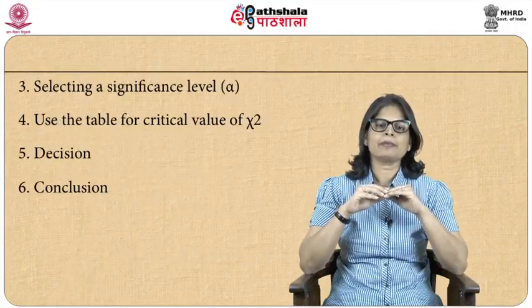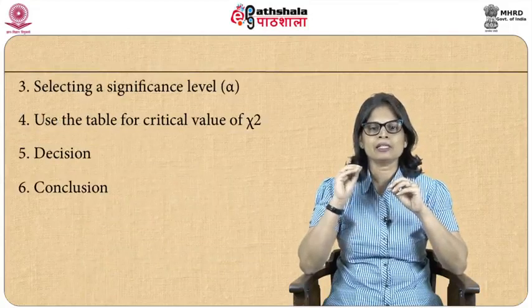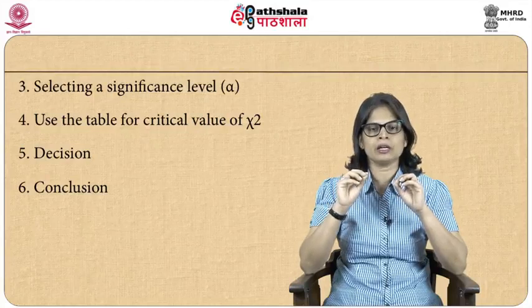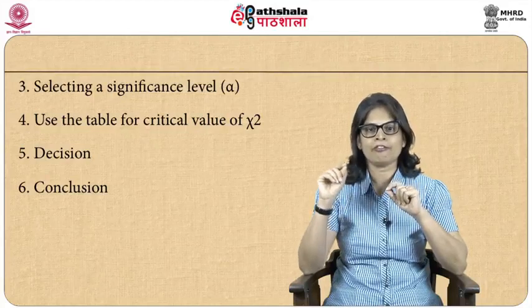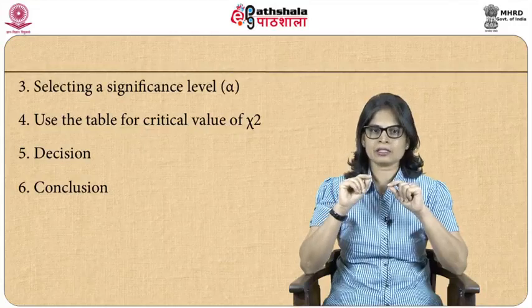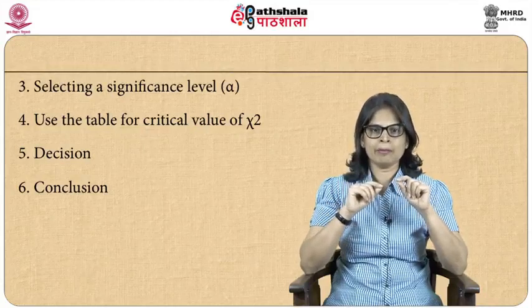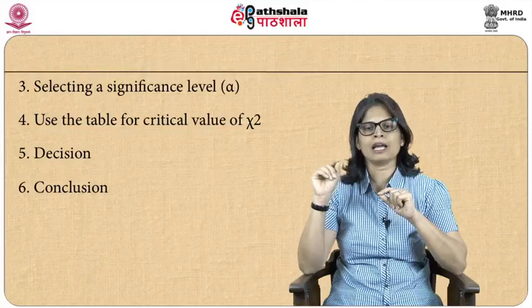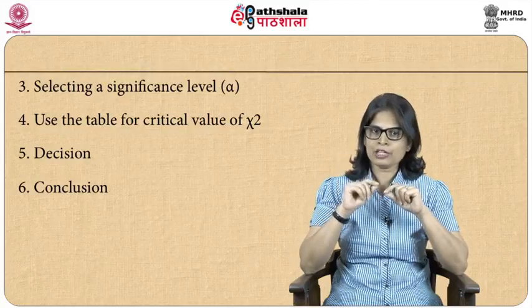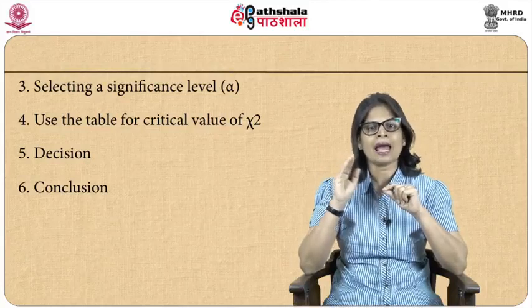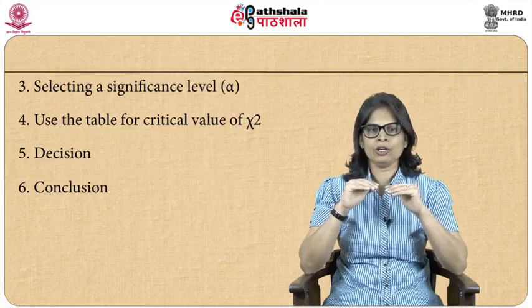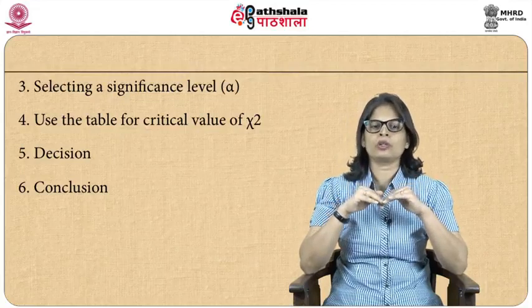The third step is to select a significance level, which is usually denoted by the Greek letter alpha. Next, use the table for the critical value of the chi-square. Based on the critical value and the cutoff value, make your decision and then draw the conclusion.